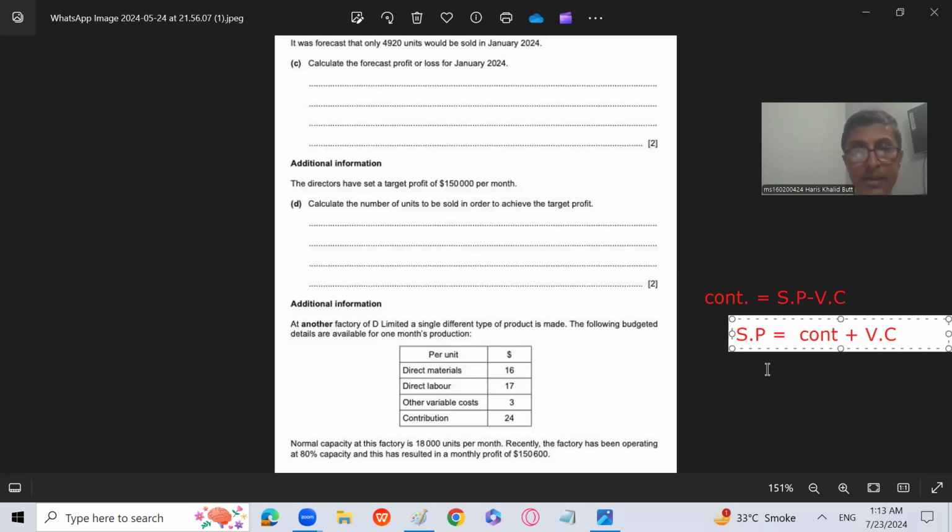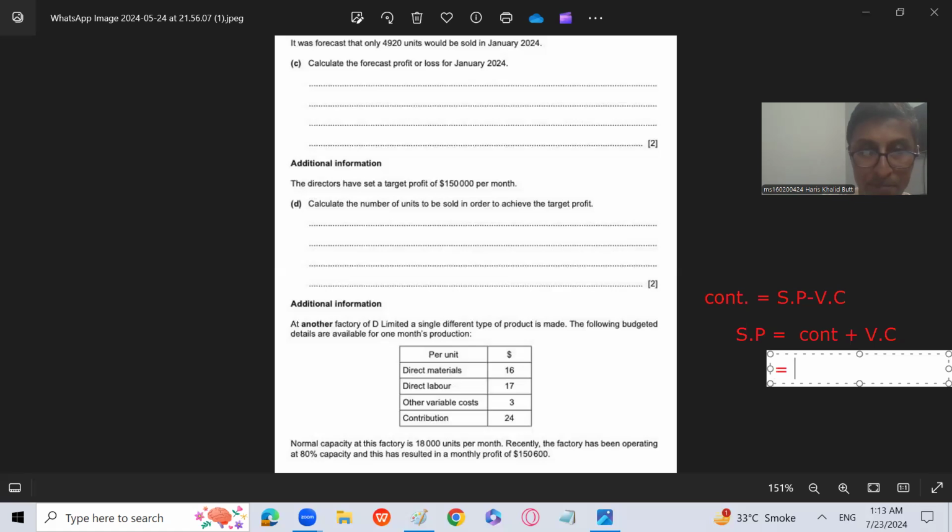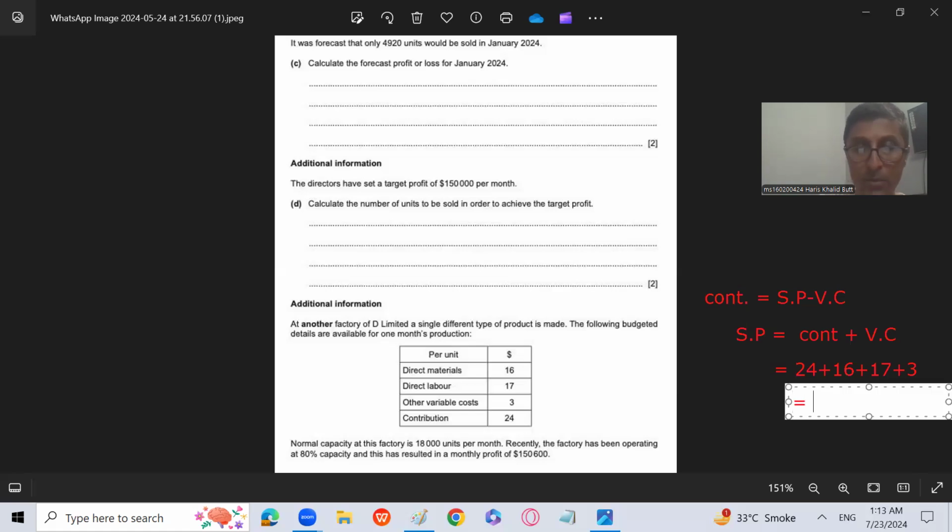So let's calculate it. Contribution, that is given, is 24, plus variable cost: direct material is 16, direct labor is 17, and other variable cost, which is still a variable cost, right? That is going to be 3. So when we add contribution and all variable cost, we are going to have selling price, which is 24 plus 16 plus 17 plus 3, it will be 60. So 60 is going to be our selling price.